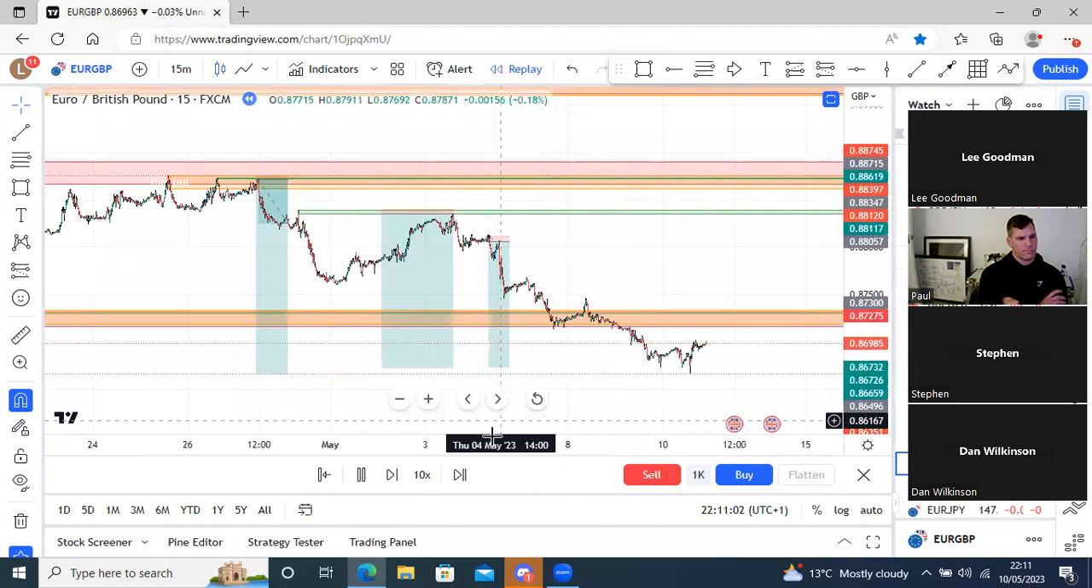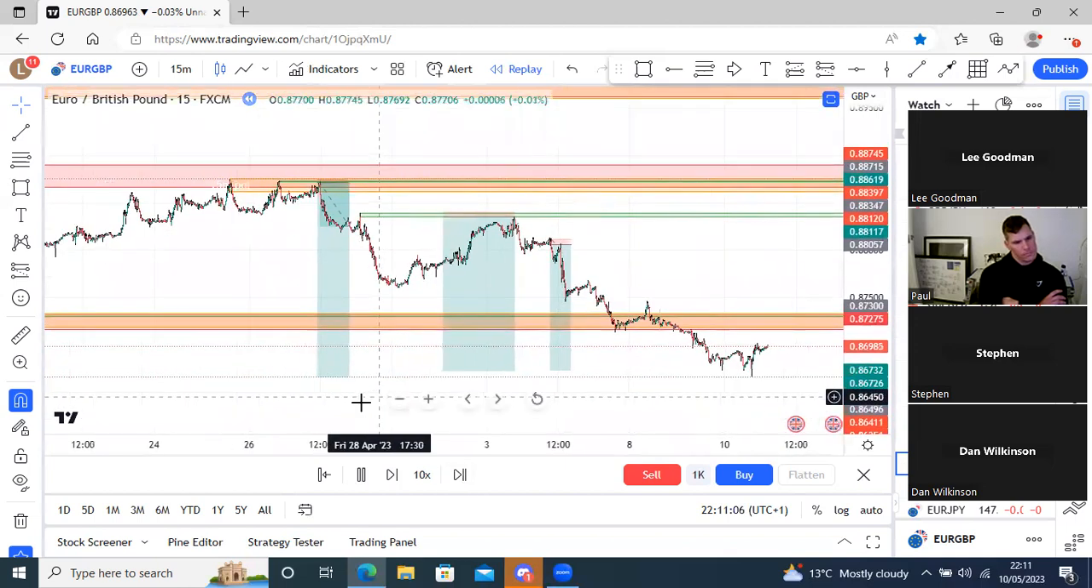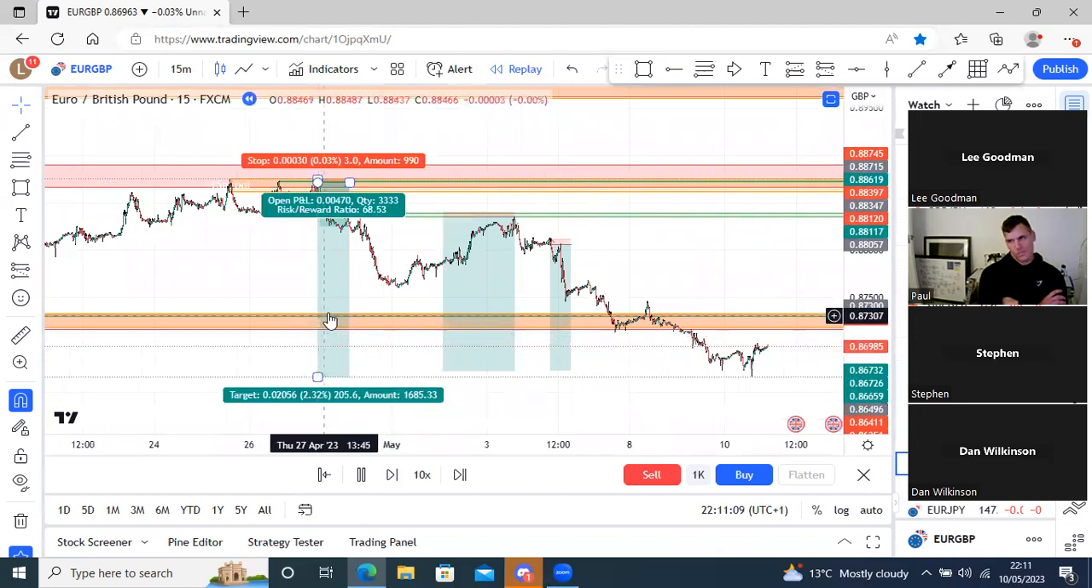Yeah, like I say, it's all the same thing, guys. I just literally pick the zone from the sweep, wait for a 15-minute break structure, 1 minute break structure, ready to go.